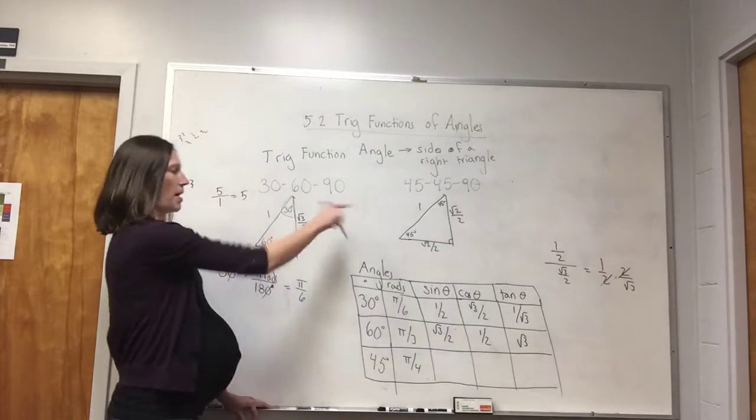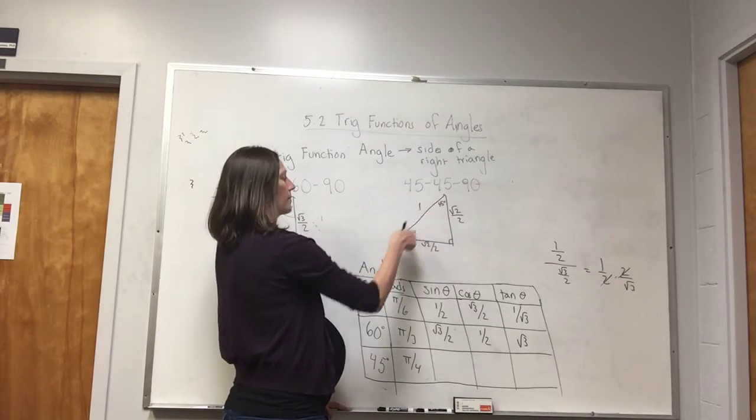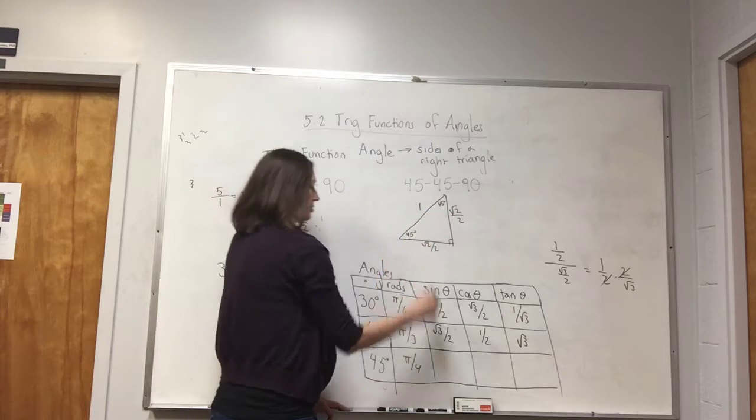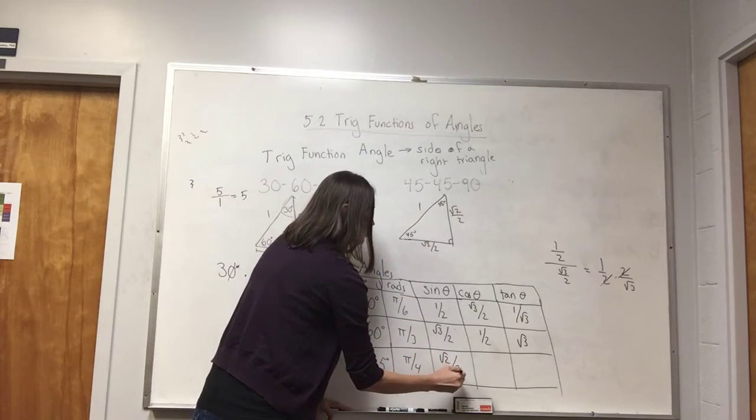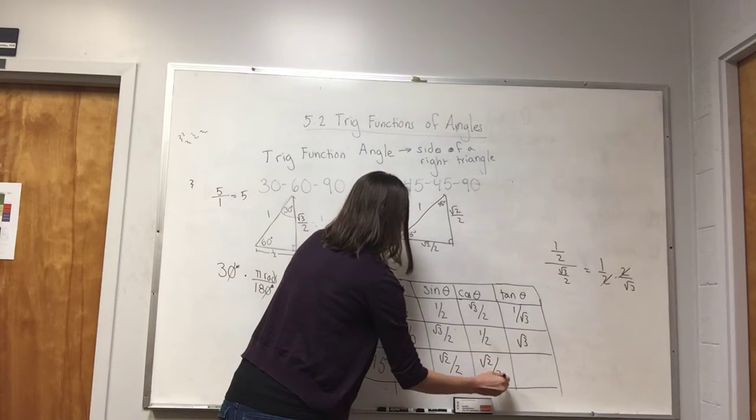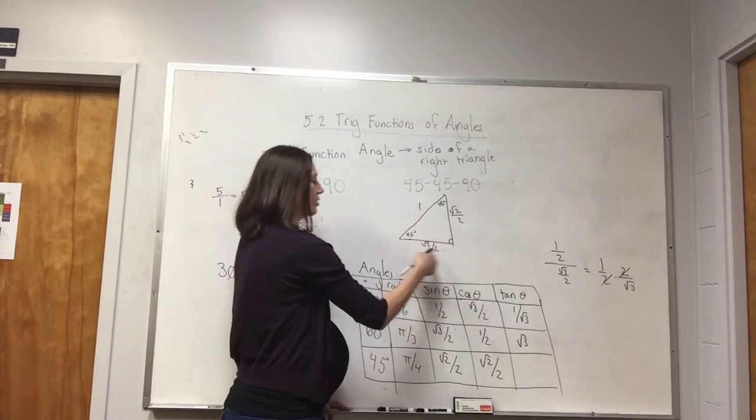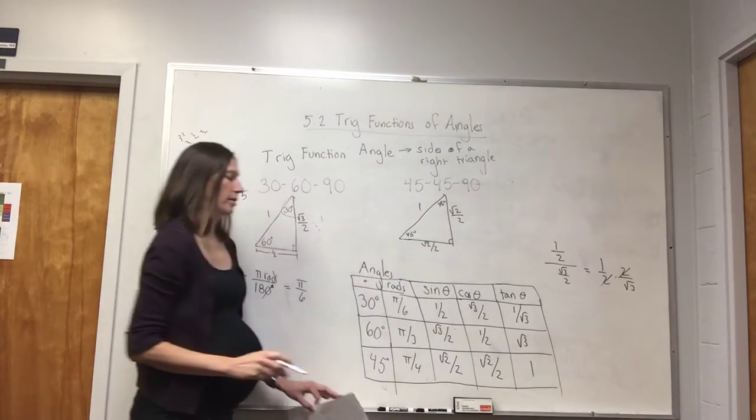All right, pi over 4, or 45 degrees. Doesn't matter which one I look at. The opposite over the hypotenuse is going to give me the same answer, root 2 over 2. The adjacent over the hypotenuse also gives me the same answer. And the tangent, when I do opposite over adjacent, any number divided by itself is 1, okay?